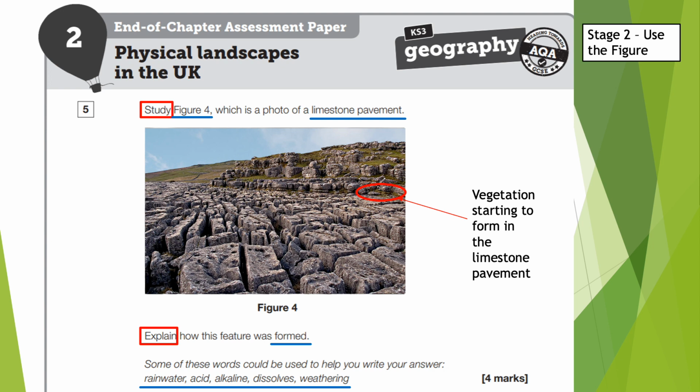Finally, I've highlighted an area again in the background of the image where I can see some grass and small plants growing. Those plants and grass, otherwise known as vegetation, are starting to form in the gaps between the limestone pavement and will have an impact on how it's formed, which we will explain further on.